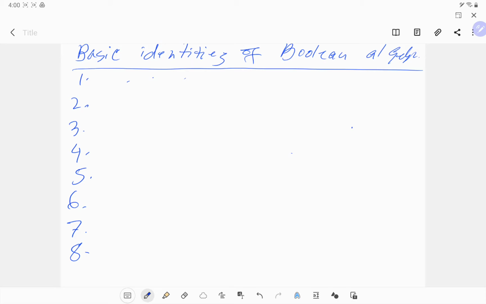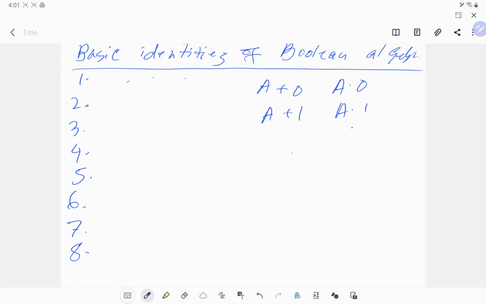Where we have a variable and we have a constant. Let's consider A is a variable and the constants are 0 and 1. So now we want to see what is A plus 0, what is A times 0, what is A plus 1, and what is A times 1.